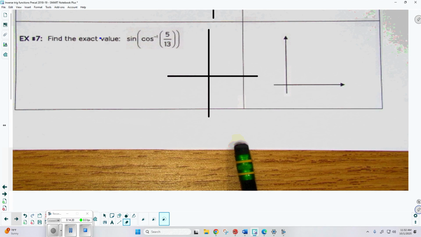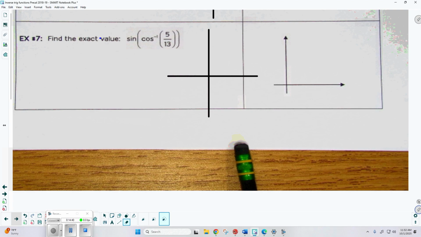Okay, so now we're on number 7. We worked number 6 yesterday. I believe that was our last problem. Is that right? Okay. So let's try this one. So with number 7, this is where it starts to change a little bit. So let's see what happens. We want to evaluate sine of cosine inverse of 5/13.